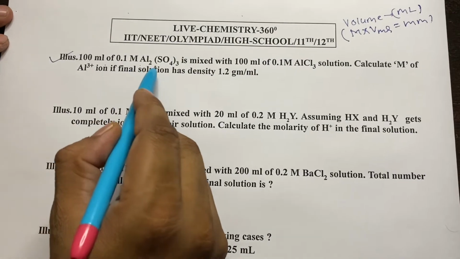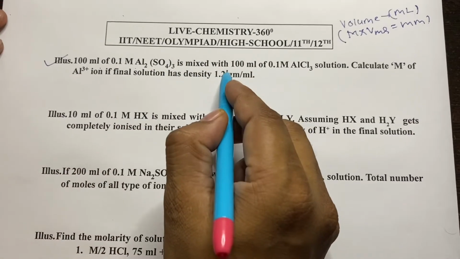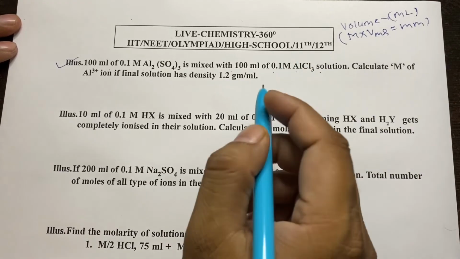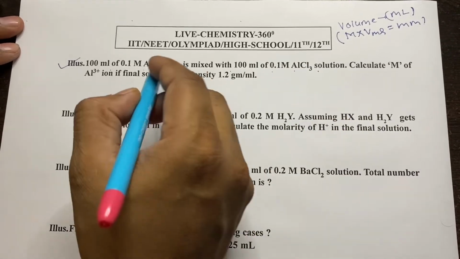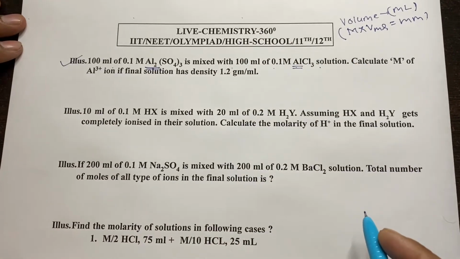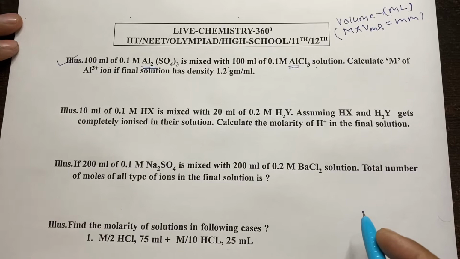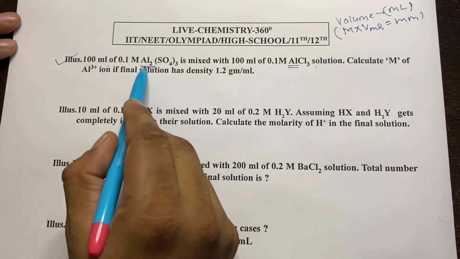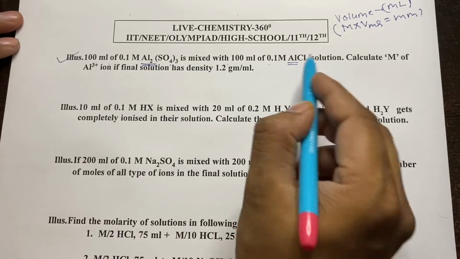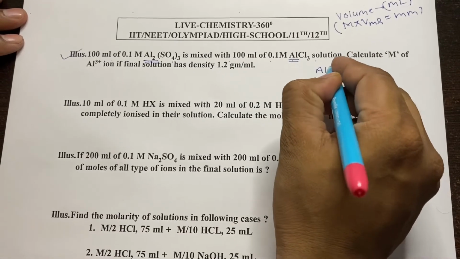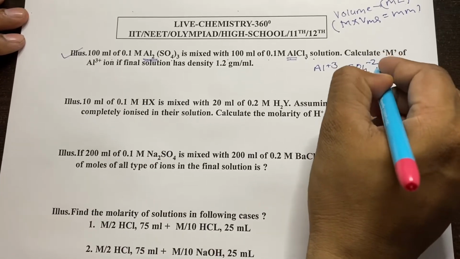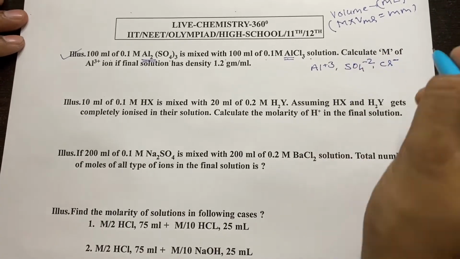100 ml of 0.1 M Al2(SO4)3 is mixed with 100 ml of 0.1 M AlCl3 solution. As I told you in the last video, when cations or anions are the same, they are non-interacting. So in the solution, ions will not interact. In the resulting solution, Al+3 ions, SO4-2 ions and Cl- ions will be present.